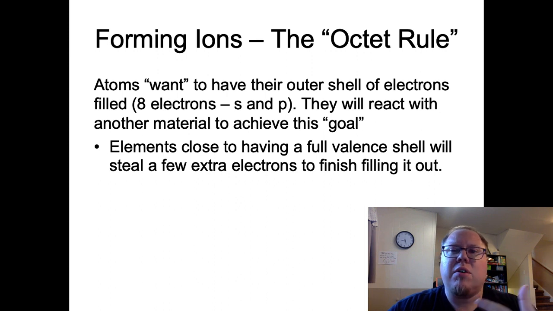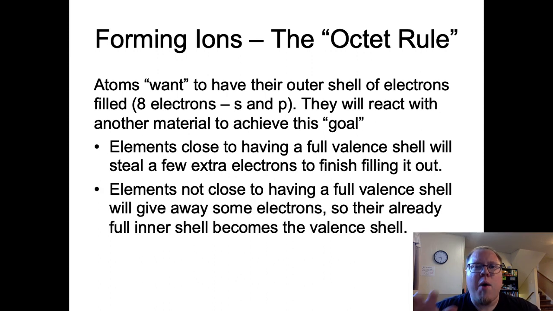What is more practical is for them to just get rid of that 1 electron, give it away to some other element that wants it, and then instead of having that outer shell be full, now their innermost shell, the one right below it, is now completely full. It was already full before. So they just give away that 1 extra electron so that now their outer shell is that inner one, and it's completely full. And it's more stable for atoms to do this.